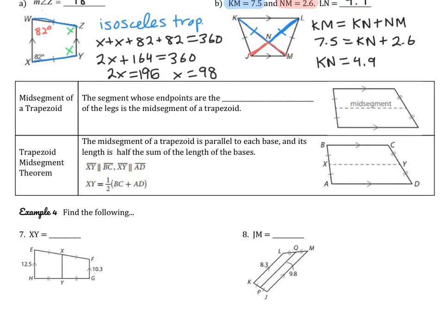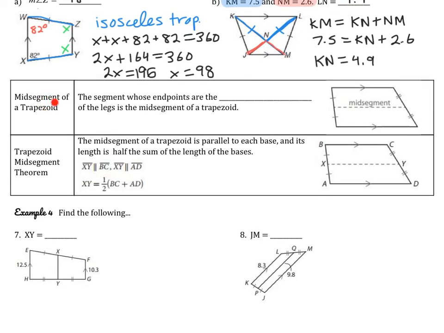Okay, now we're going to talk about a new feature of a trapezoid. It's called the midsegment. The midsegment is the segment whose endpoints are the midpoints of the legs. So I can see that here are my two legs. I see that this is a midpoint because of the two congruent segments. I can see that this is also a midpoint because of the two congruent segments. So since it's connecting the two midpoints, we call it a midsegment.